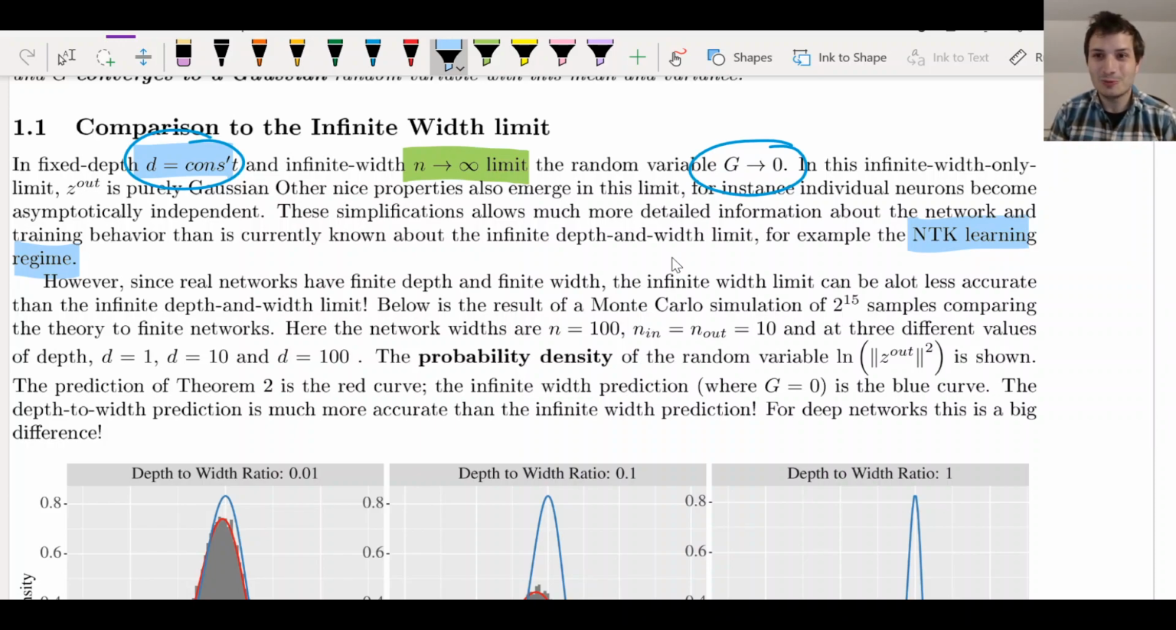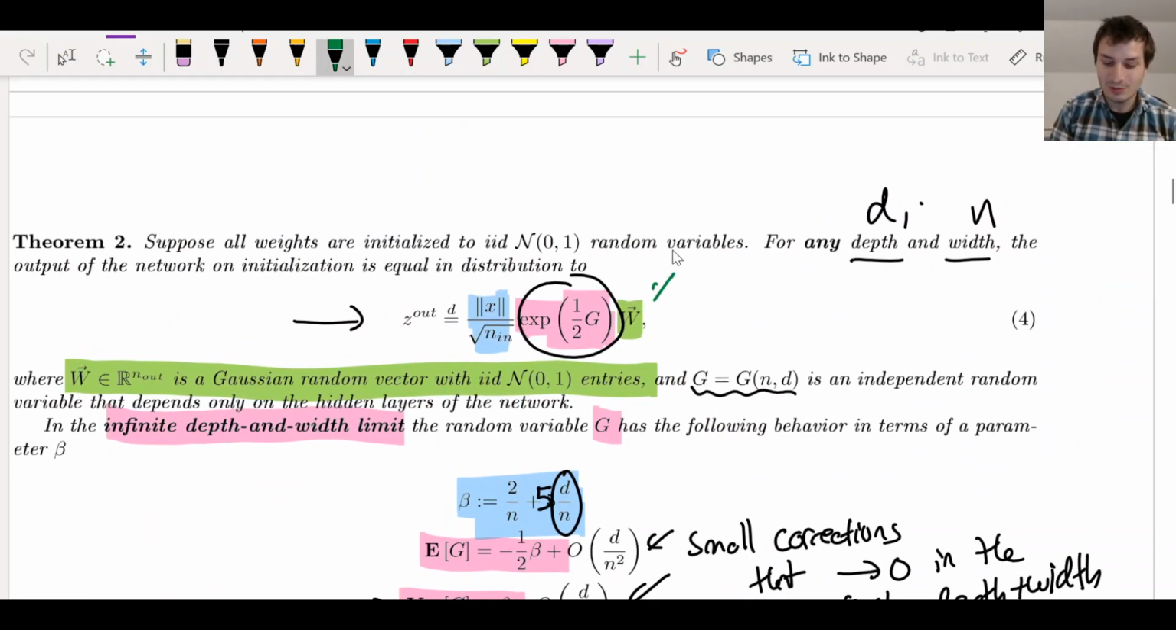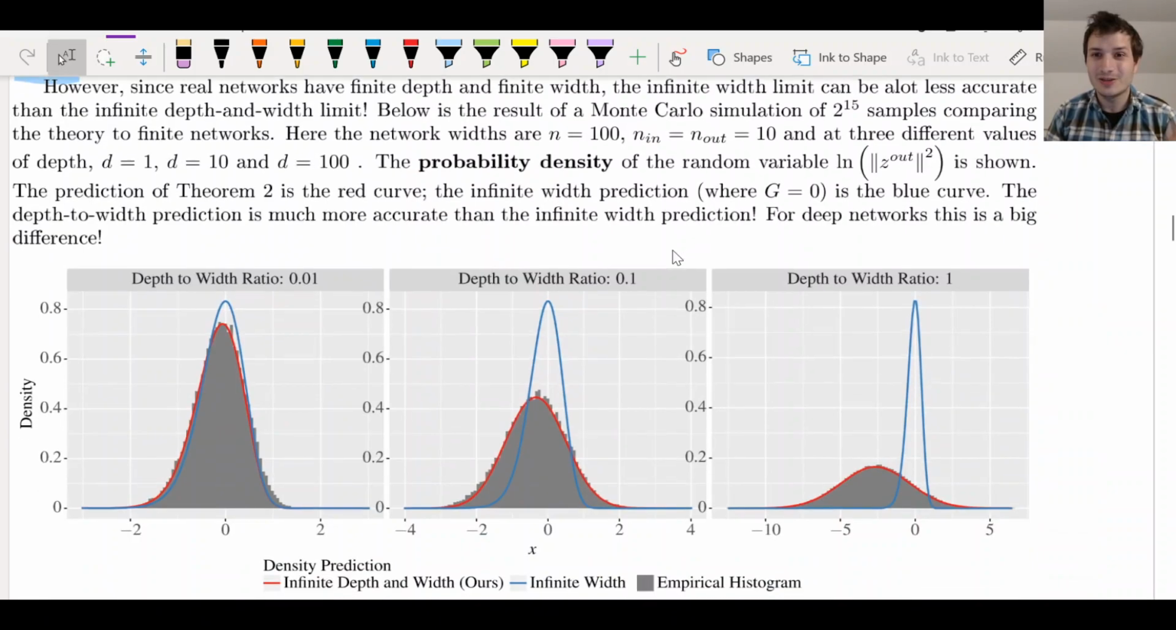So it's interesting open work to see if we can replicate those things in the infinite depth and width limit, and do them and still keep track of the contribution from G. So far, the only thing we know how to do is this kind of situation where we can say what is the distribution at a single point, but we can't go beyond that yet. So that's the infinite width limit, and you can see exactly what it's doing.